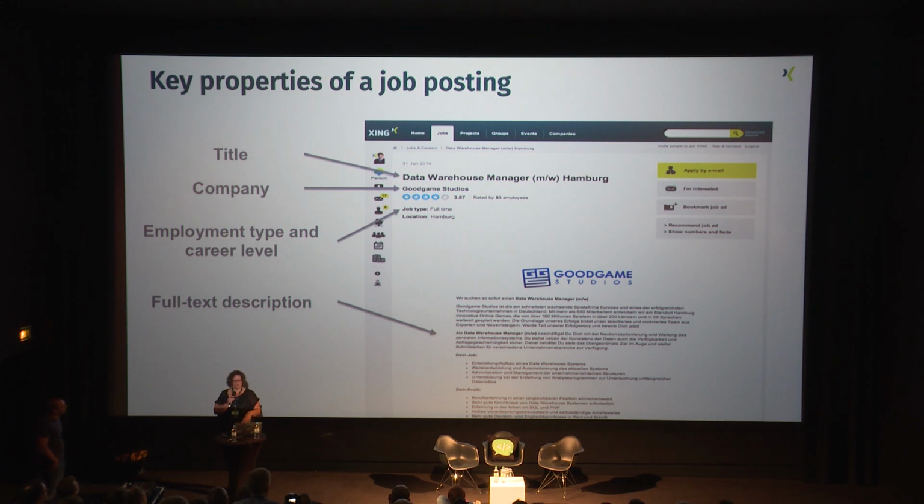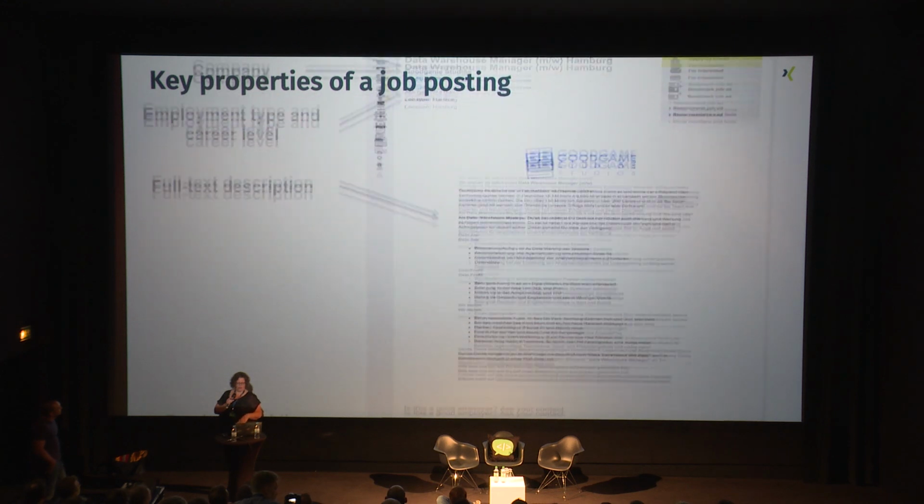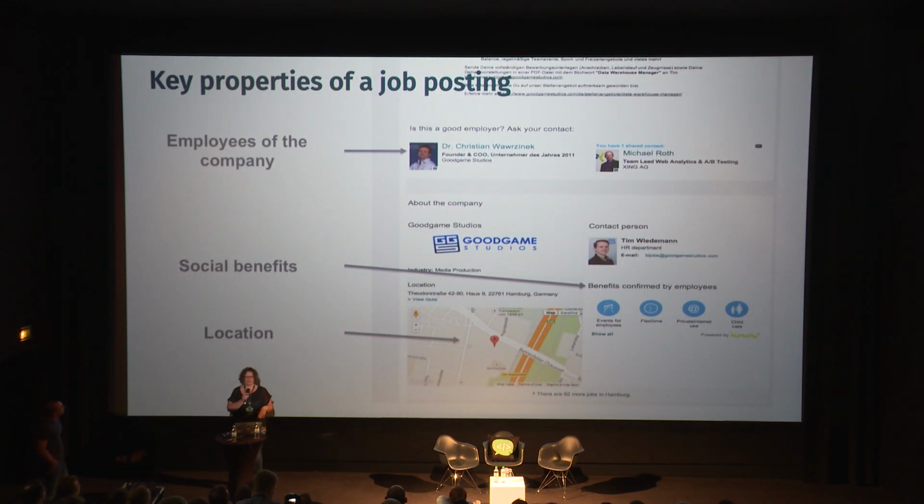So, the key properties of a job posting you can see here. For the job postings, we also have the title, we have the company, we have the location, we have the employment type, which is full-time here, we have a career level, we have a full text description, and in the end, we also know the employees of the company, maybe contacts of the user for which we create recommendations, what are the social benefits, what is the location, and so on.